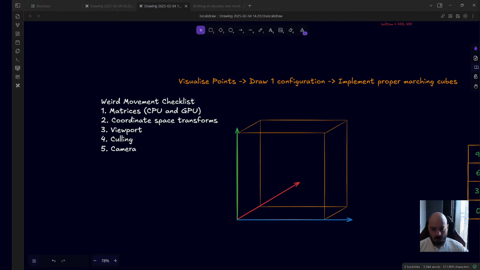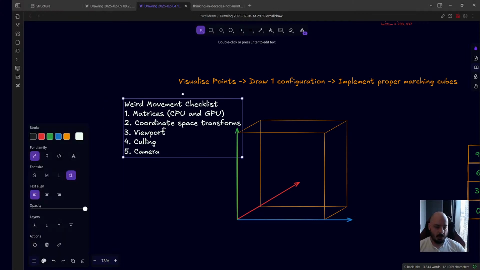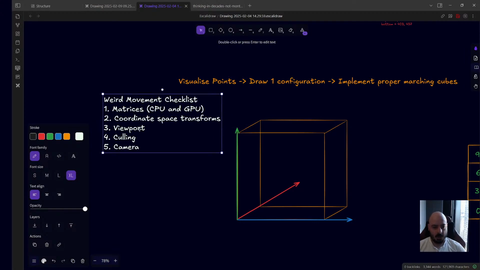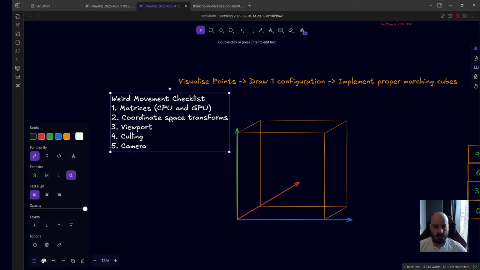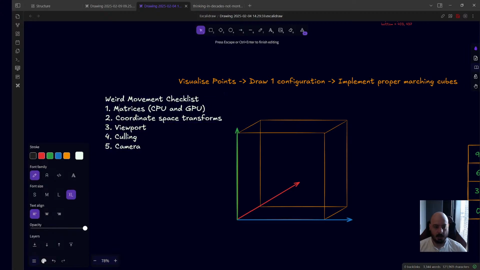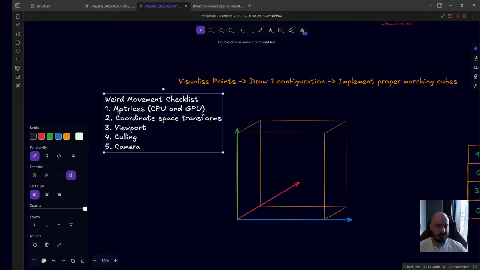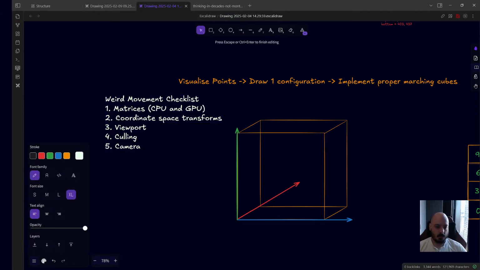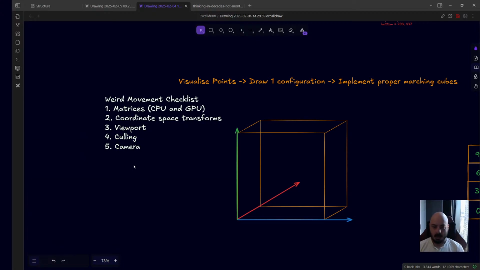So, yesterday we spent most of our time fixing a problem with the viewport. So I made this little checklist. If there's ever any weird movement of objects in the scene and I'm debugging it, I'm going to go through these steps. I'm going to check the matrices, so the view and projection matrices and the model matrix. I'm going to check the coordinate space transforms if there are any in the shader. I'm going to check the viewport and if there's any culling happening, and also lastly the camera code.